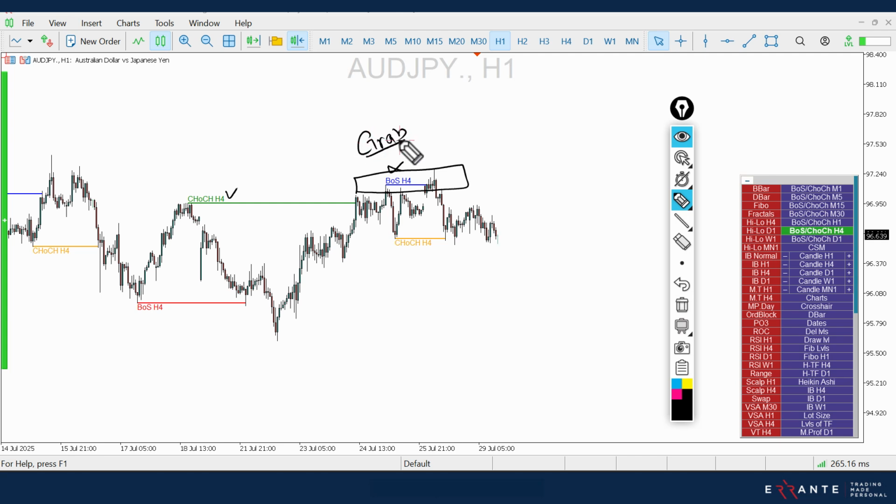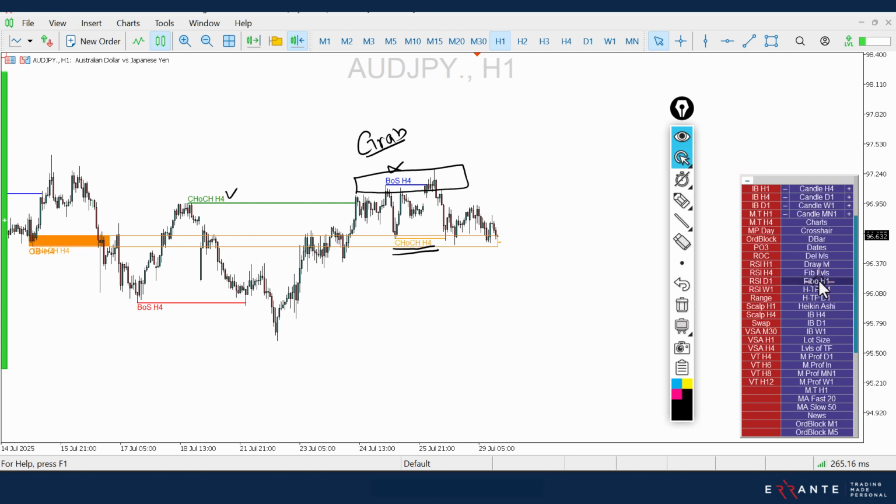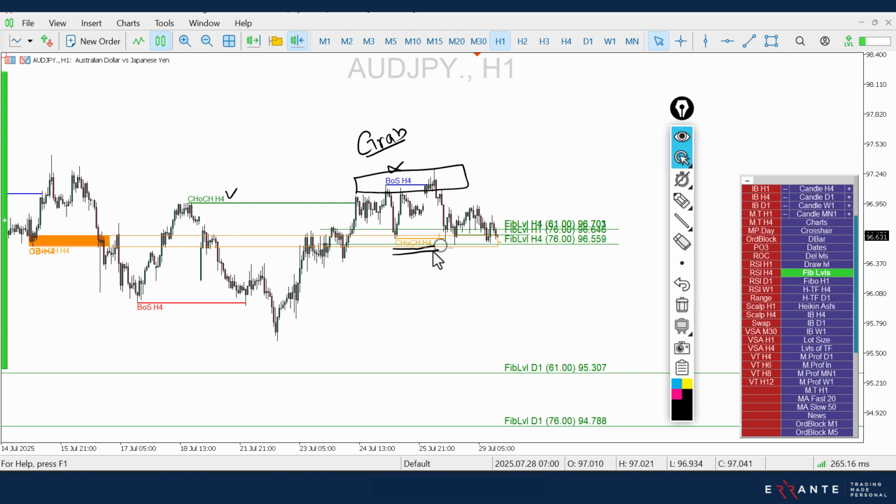Okay, liquidity grab or sweeping, whatever you can expect. And then after that, we had this change of character over here, and this change of character again is in the same place, where we have this order block from the H4 and the fib levels. So what I'm trying to explain to you, this cluster over here is a very important support area, and if this is broken towards the downside, you can expect the market to move over to the downside.